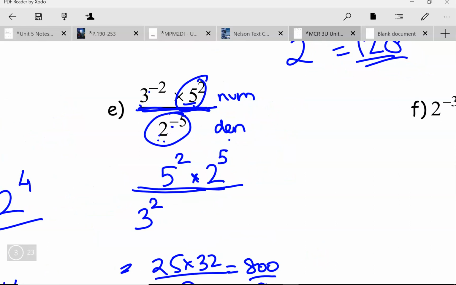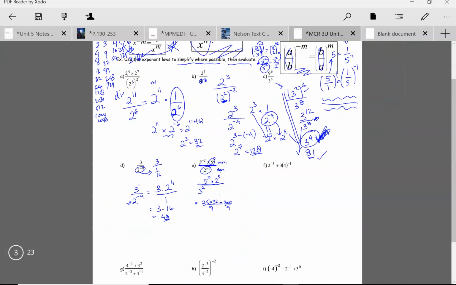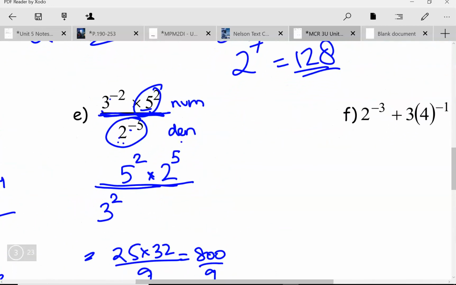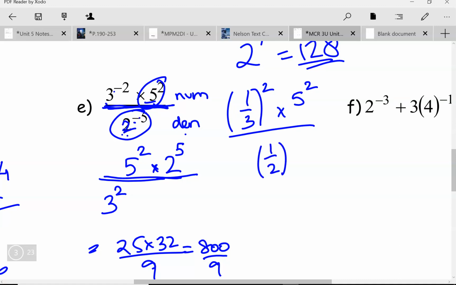If you look at the solutions that are posted online, it's been done another way. This is using the formula very literally. So we have 3 to the power of negative 2. I take the reciprocal of 3, 1 over 3, and make that a positive power. I have 2 to the power of negative 5. I take the reciprocal of 2 and make it a positive power. This is another way to think about this. I don't like this method. It leads to too many fractions.